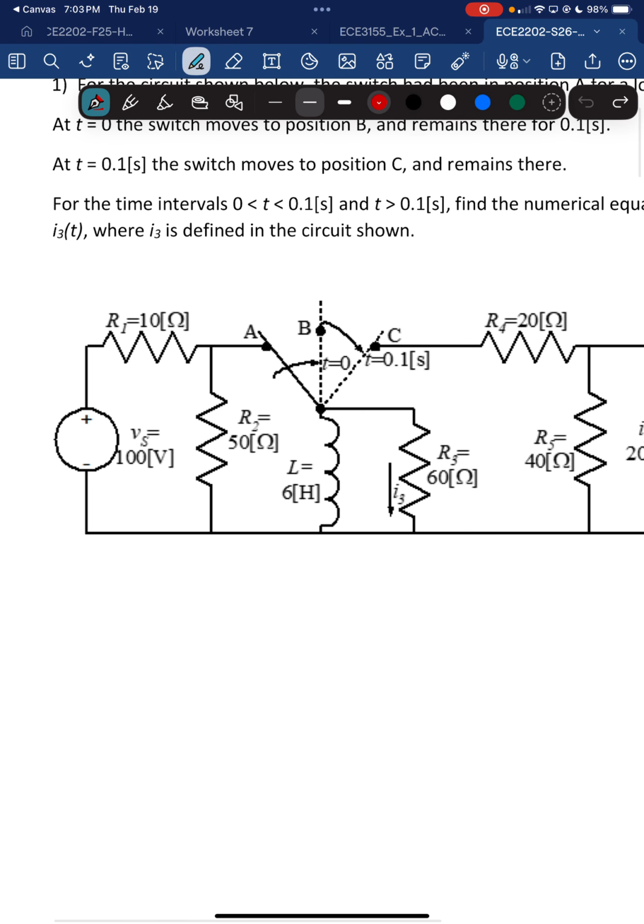So first things first, let's define the current that we're solving for. And I'm just going to choose it to be going down through the inductor. We can choose either direction. I'm going to choose down. All right, and that's going to be IL of t.